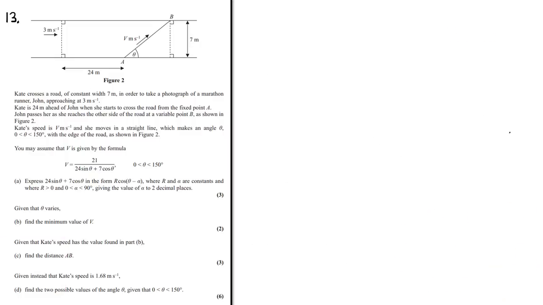And for part D here, we're given that Kate's speed is 1.68 meters per second. And what we're going to do is find the 2 possible values of the angle theta, given that theta is between 0 and 150 degrees. So we refer back now to our formula for V here, where we know V is equal to 21 over 25 cosine of theta minus 73.74. Okay, we're using this formula for V.